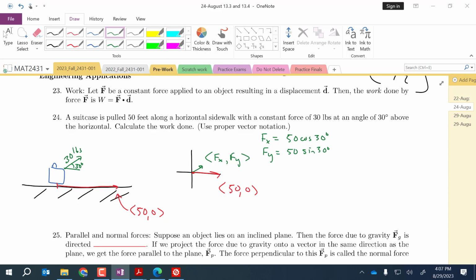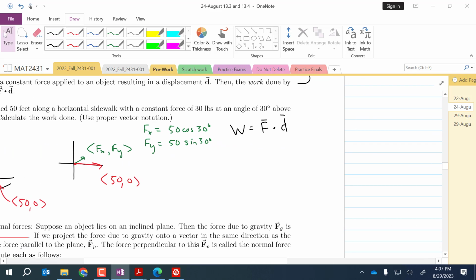The other way we could do this, and this is how I'm going to do it, is just based on the information we were given. Project F onto D. We could do that. Let's just use our geometric definition of the dot product, right? Because we're trying to compute work here, which is equal to force dotted with displacement.